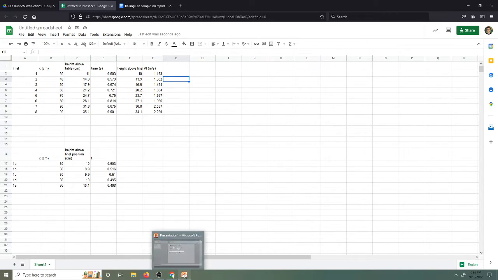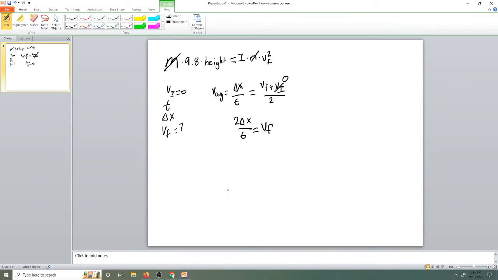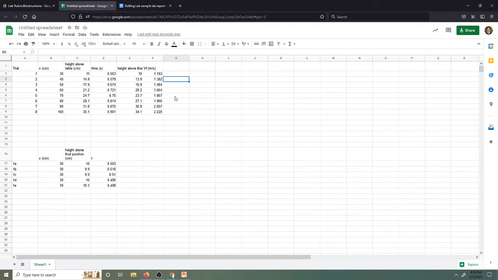So I'm going to go back to here. I've got v final, I've got height, I want to solve for I. So this becomes 9.8 times h equals v final squared times I, which means that I is equal to 9.8 h over v final squared. That's what I need to do. I need to do 9.8 times h over v final squared. So this is going to be my I.